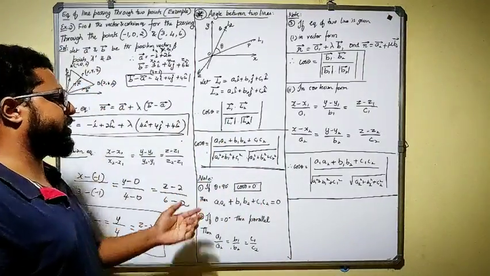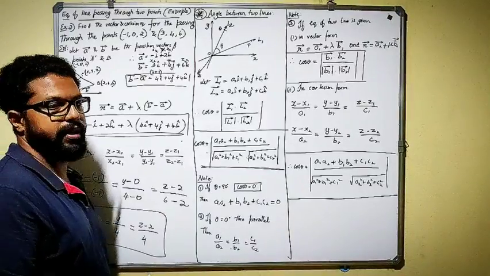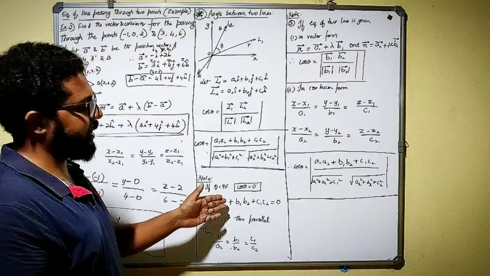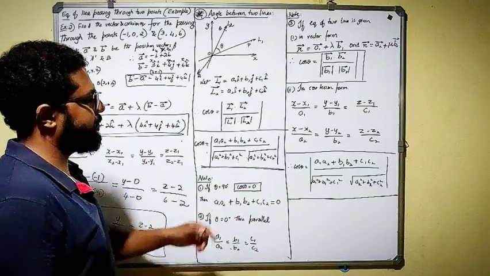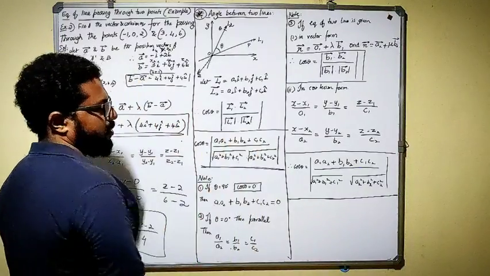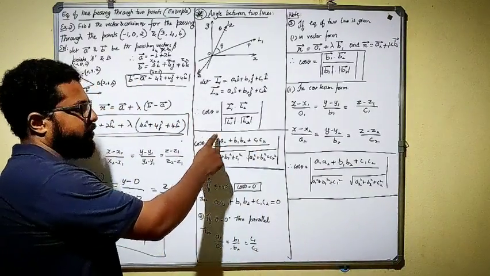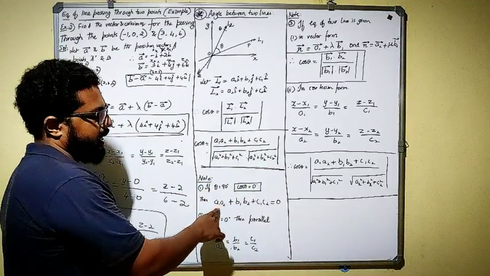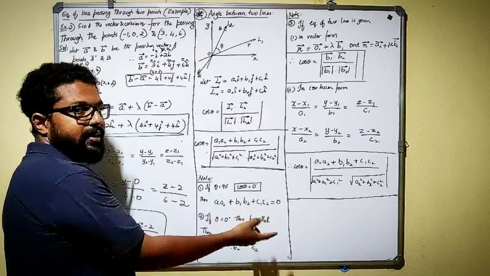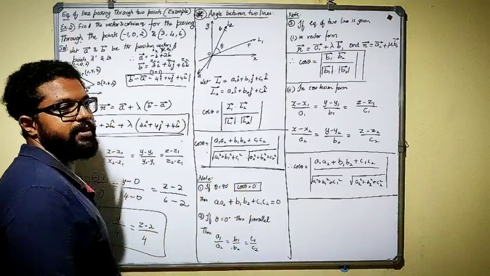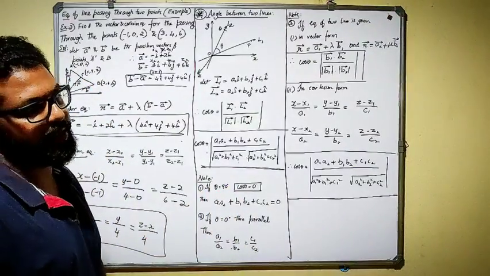Based on these few observations, theta is equal to 90 degrees if the two lines are perpendicular to each other. What happens? Simply the numerator is equal to 0. Correct or not? If cos theta is 0, the numerator is equal to 0. That means if A1 A2 plus B1 B2 plus C1 C2 is equal to 0, I can conclude that the angle between them is 90 degrees, or the two lines are perpendicular.